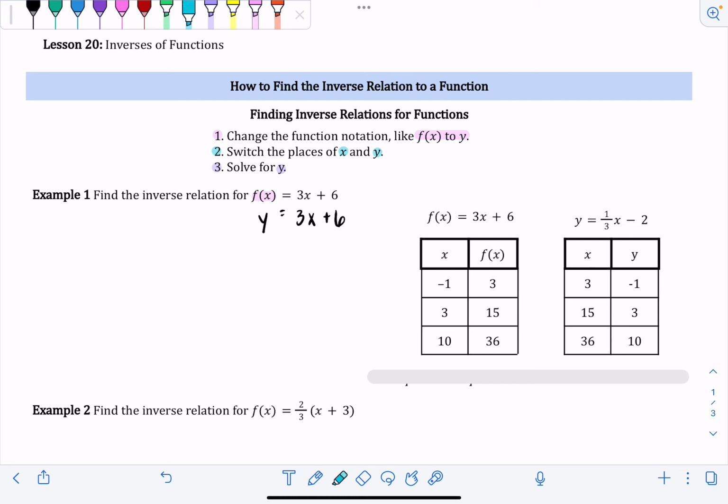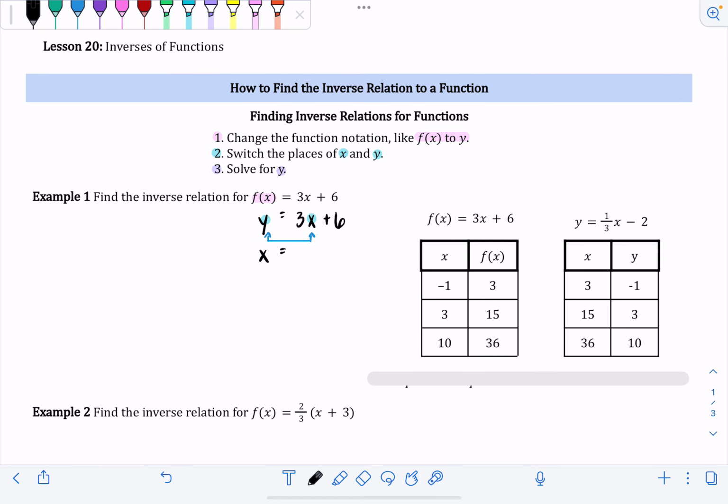And then step 2 says to switch the places of x and y. So that means they're literally just going to change where they're located in the equation. So it'll start with x equals instead of y equals. So it'll be x equals, and then instead of 3x, it'll be 3y plus 6. And then step 3 is to solve for y.